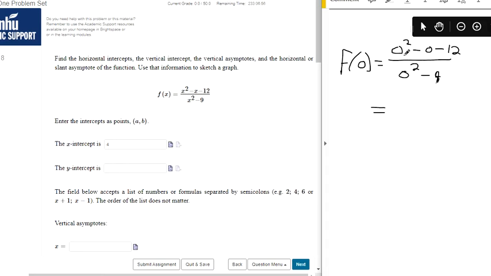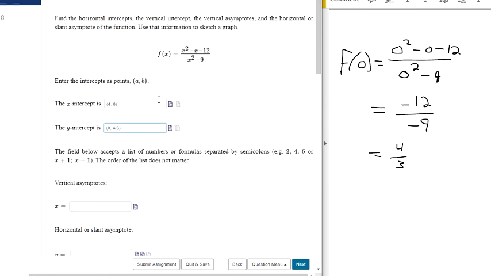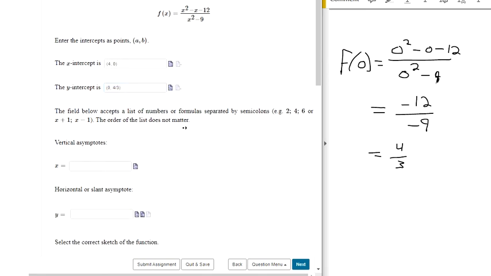So 0 squared is 0, 0 minus 0 is 0, 0 minus 12 makes negative 12. 0 squared is 0, 0 minus 9 makes negative 9, so this is 4 over 3. Oh, and I'm very sorry. We need to go back here. They want them as points. I didn't read the full instructions. 4, 0 is the x-intercept as a point. The y-intercept, we said y-intercepts happen when the x-coordinate is 0, and the y-coordinate in our case was 4/3 when we solved. Very sorry. I should have noted that they wanted points.